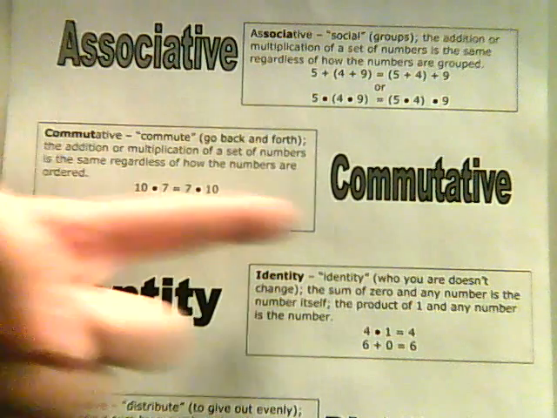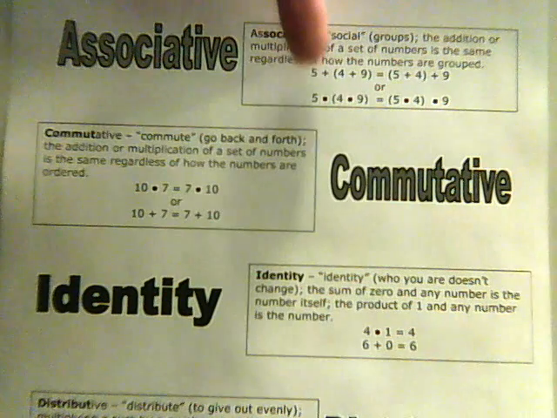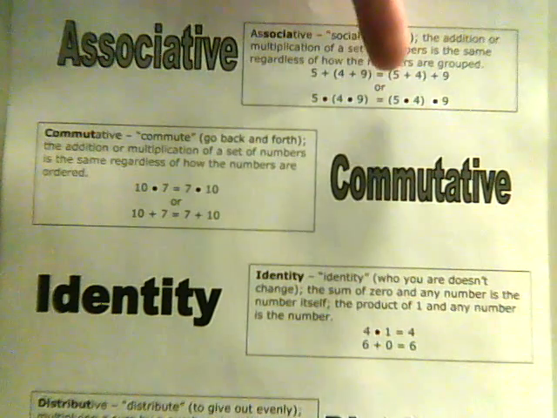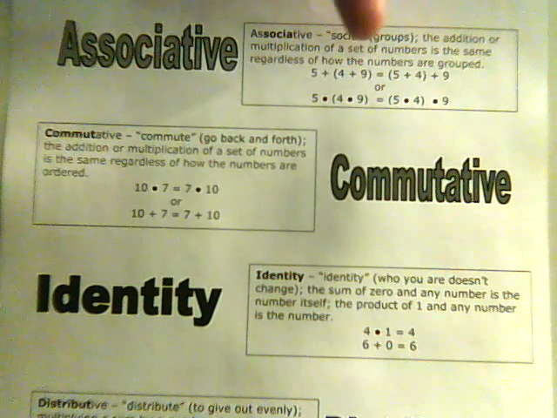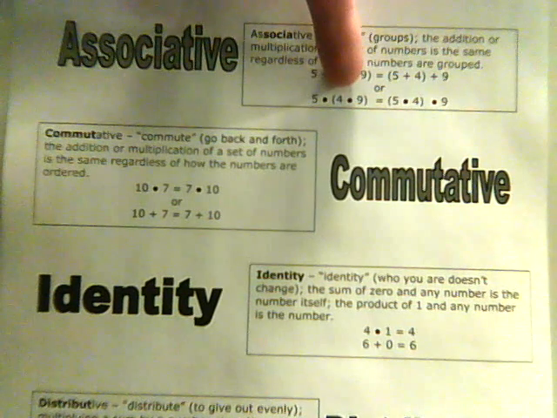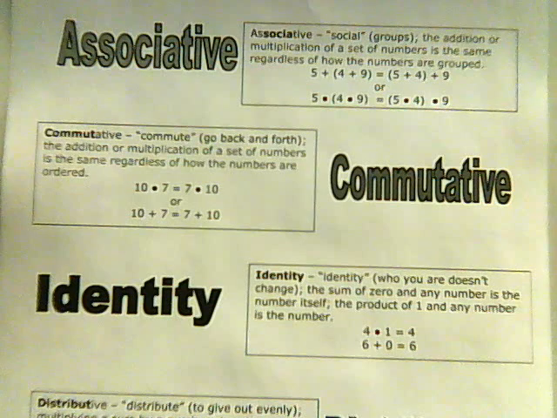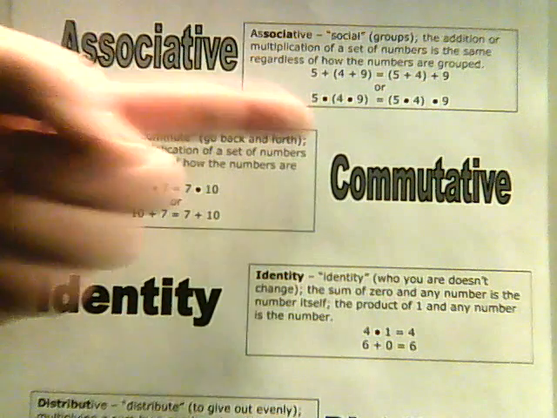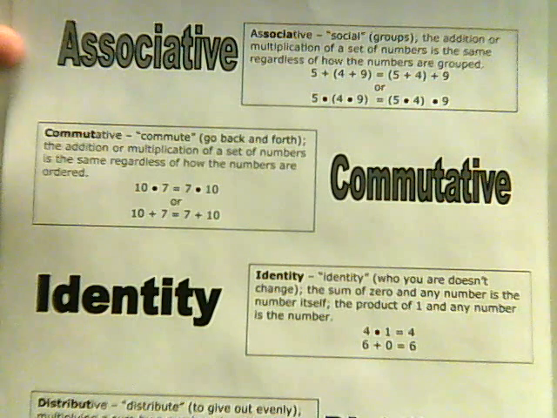Now, associative and commutative are different. However, they go together as a group because they have something in common. Notice here you have 5, 4, 9, 5, 4, 9. It's the same three numbers on both sides. The difference is the groupings. Here we're talking specifically about the parentheses. 4 and 9 are in parentheses here. 5 and 4 are in parentheses there. So the only thing that changed was the groupings. That's the associative property. Think of your social groups or the people you associate with.